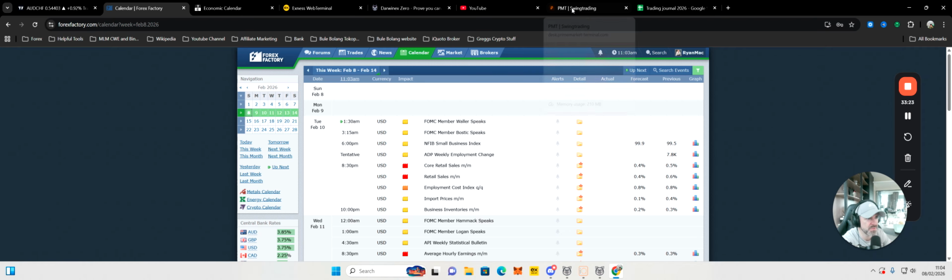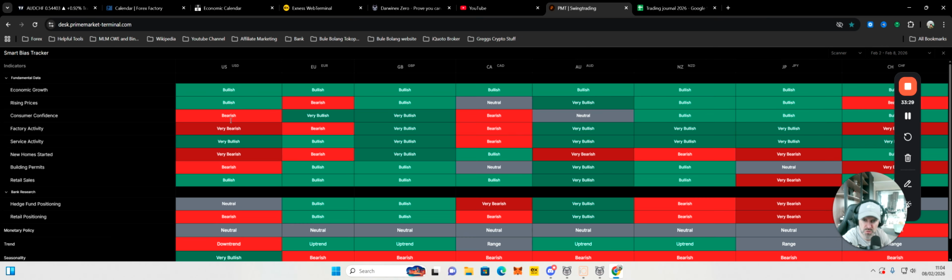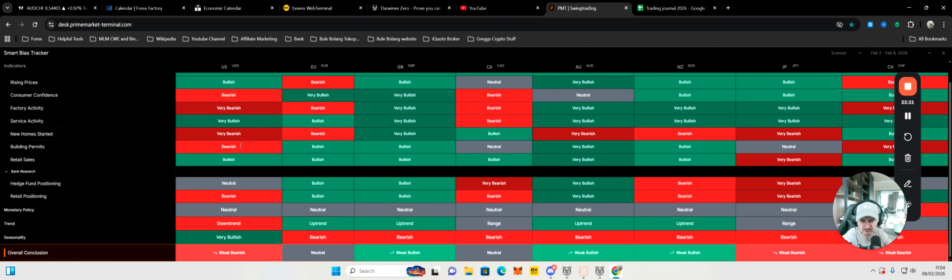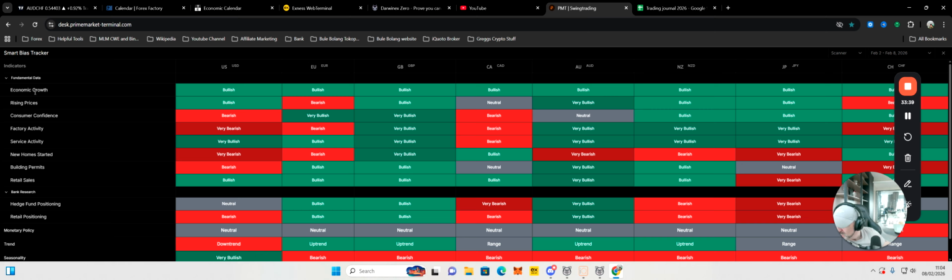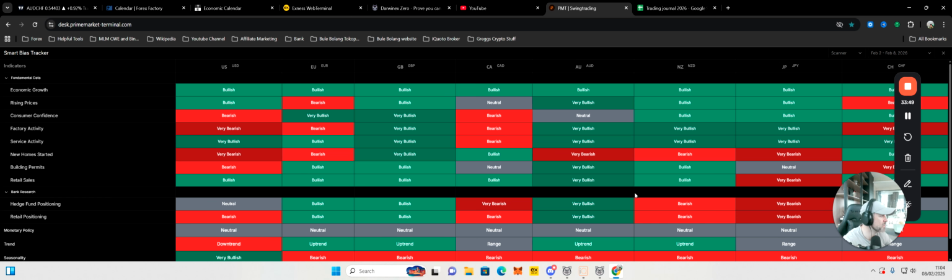Let's have a look at what PMT have got them down at. What is it? Weak bearish. Okay, that's fine. And you see there's multiple bullish and very bearish, bearish, bearish. Okay, and it is risk off. Where is the market sentiment? Did they have it in here? Economic growth. Do they have sentiment here? They should have. No, they've got it somewhere else, I'd imagine.